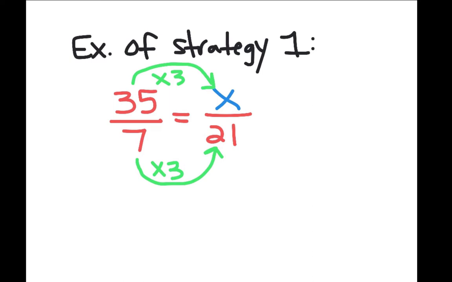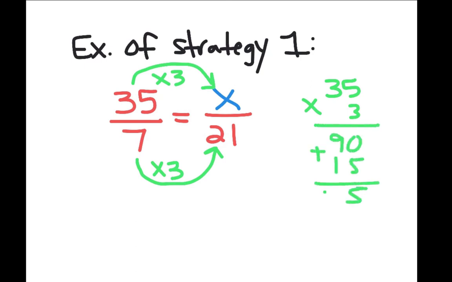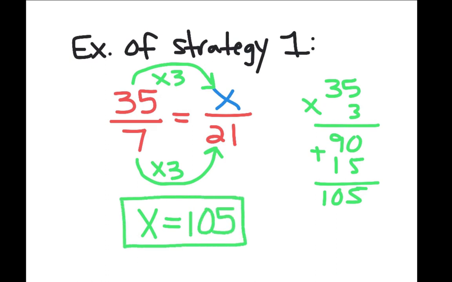So 35 times 3, I'm going to have to do a little math off to the side. 9, 15, I get 105. So that means my X value, I can write this as X is equal to 105. And again, I don't know what the labels are. I can make a fair assumption. That means I can say that this label is going to be the same as this label, and this label is going to be the same as this label.